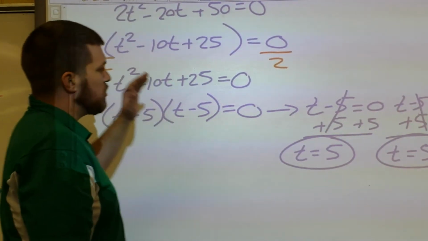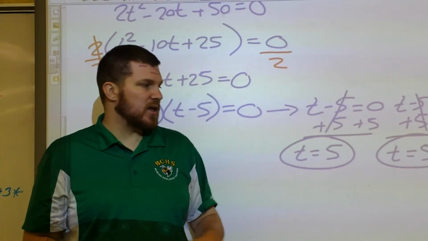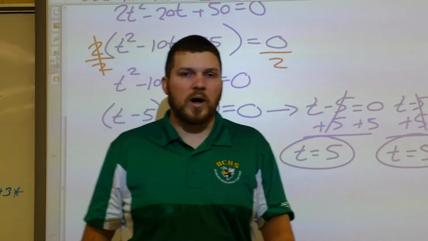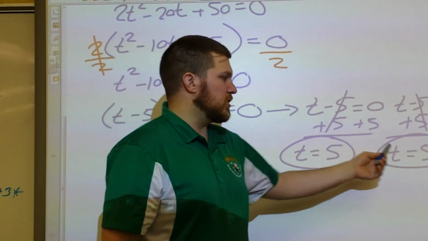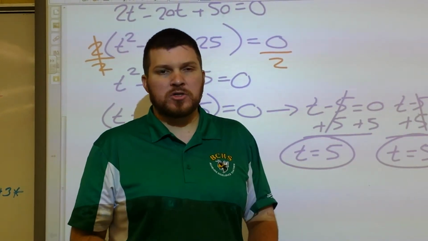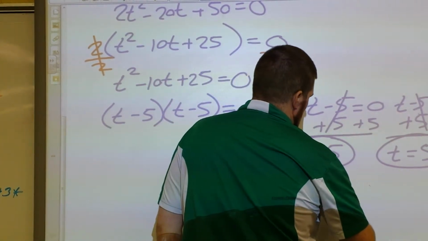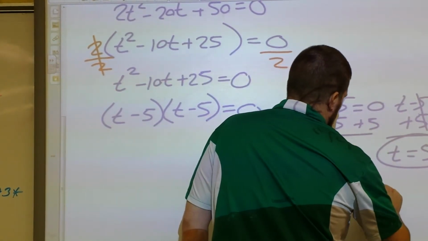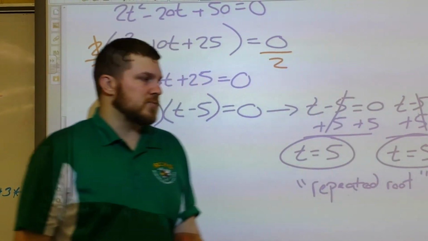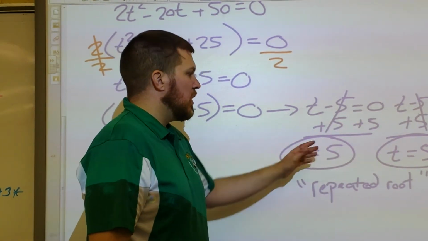So if we had actually graphed our original problem, we're only going to see one point of intersection. The calculator is pretty efficient. It's not going to show t equals 5 twice. So graphically, this only looks like one solution, but algebraically, it's actually two solutions. It's called a repeated root. And root is just a fancy math name for solution.